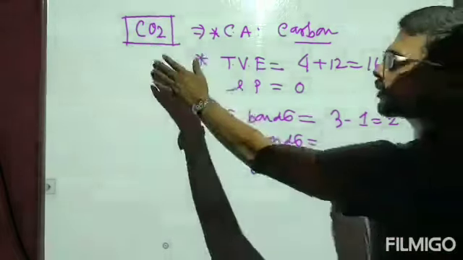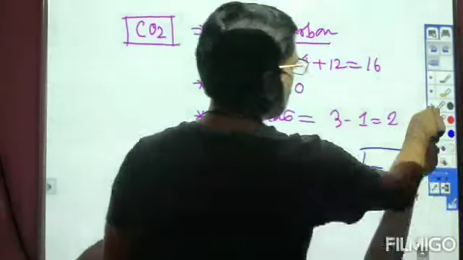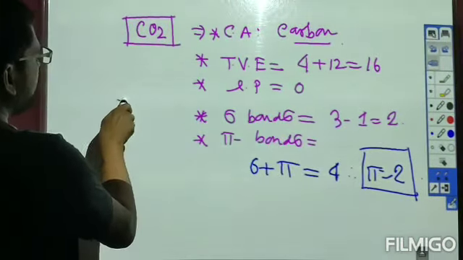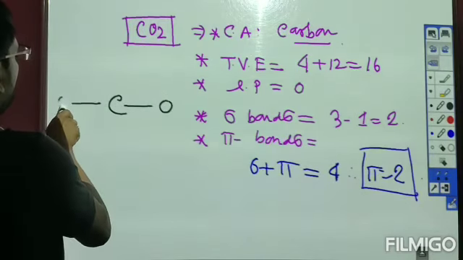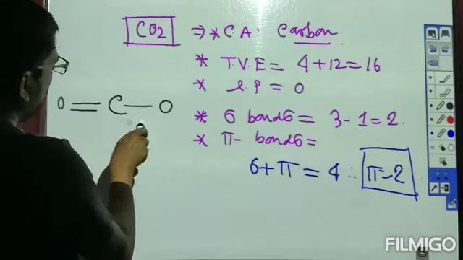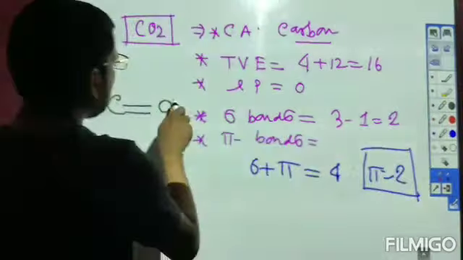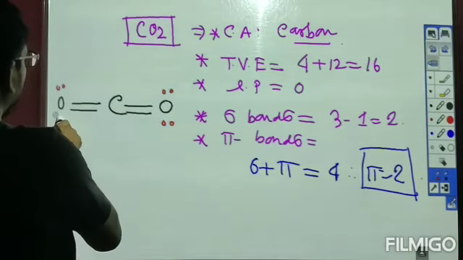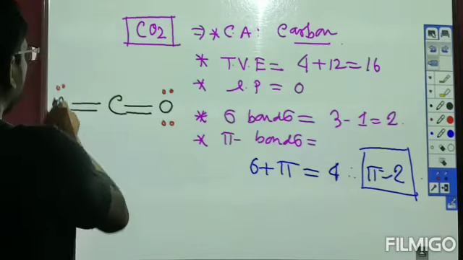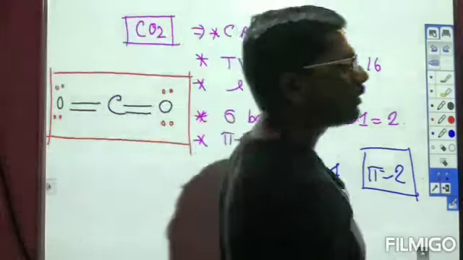Nothing. There is no formal charge here. So draw: C, 1 sigma, 2 sigma, 1 pi, 2 pi, lone pair 1, 2, 1, 2, 1, 2, 1, 2. This is the structure for carbon dioxide.